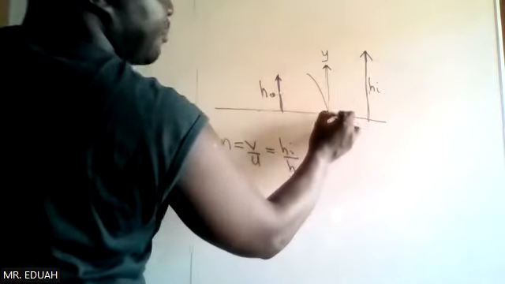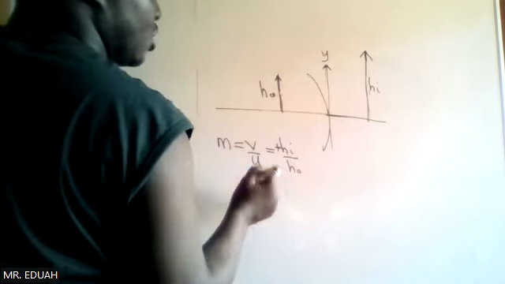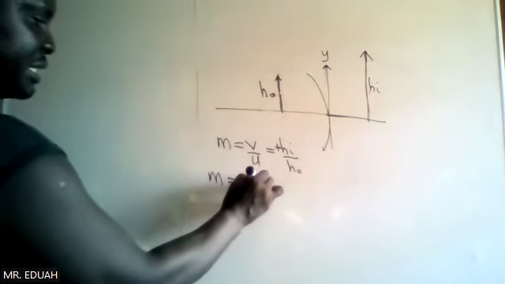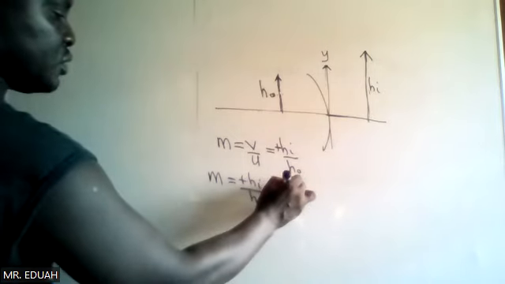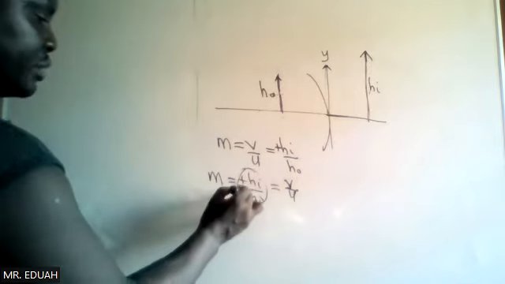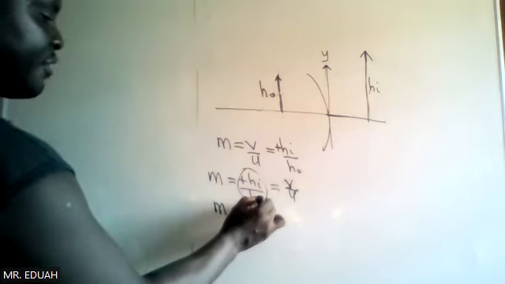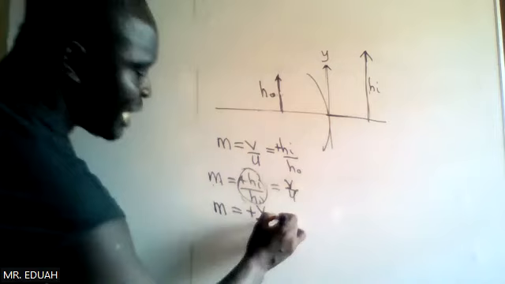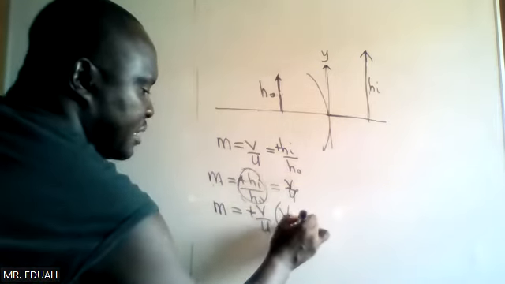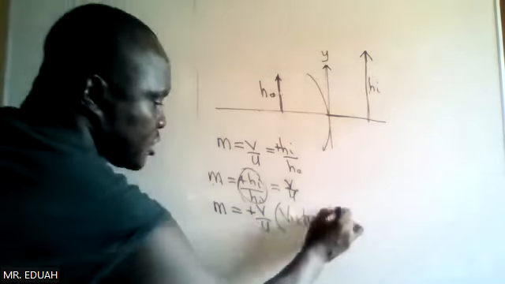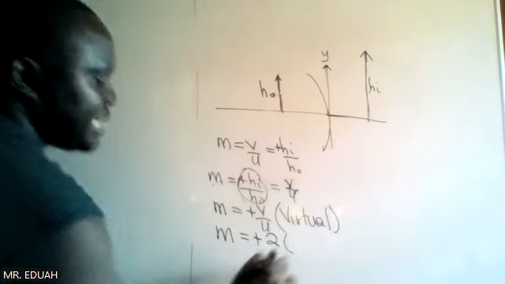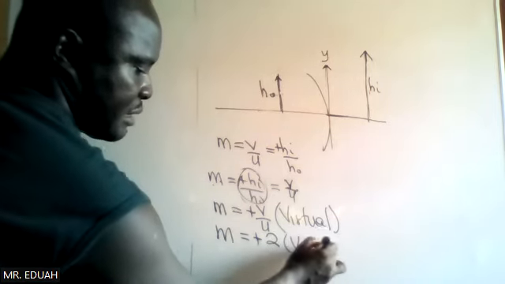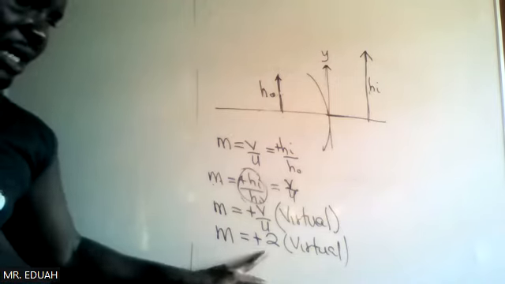Object height is positive. Image height is also positive. So in a situation like this, M is equal to plus HI over HO, and this is also equal to V on U. We conclude that M is equal to positive V over U. So this M caters for this, and then we equate M to this. And this indicates that the image formed is virtual. So if M is equal to plus 2, then it means the image is 2 times magnified, but a virtual one. The image is 2 times magnified, and the image is virtual.